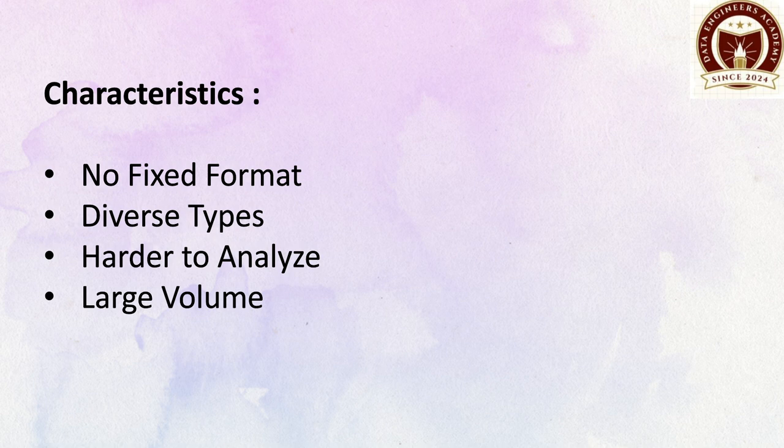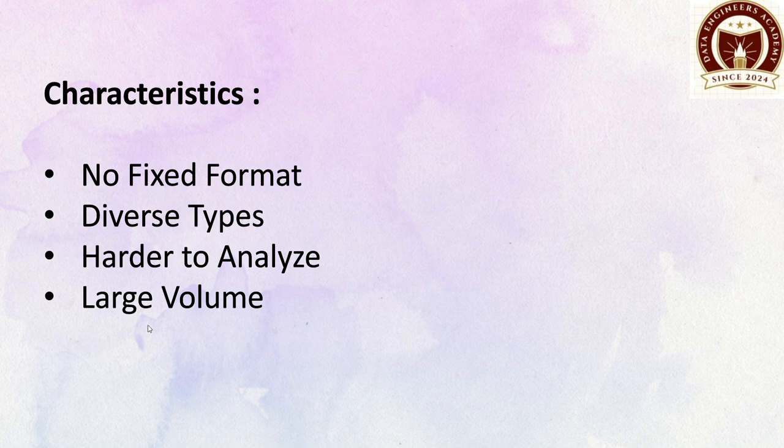So next one is diverse types. It can be text, image, audio, video, or a mix of these. For instance, a YouTube video has the video itself, a title, and comments. All these come under diverse types. Next one is hard to analyze. Since it does not have a fixed structure, it's more challenging to search, organize, and analyze without specific tools.